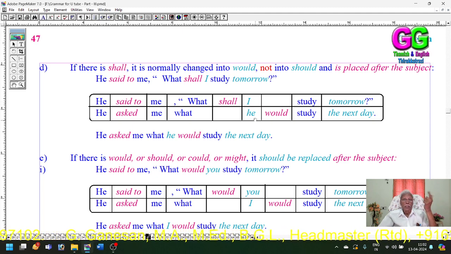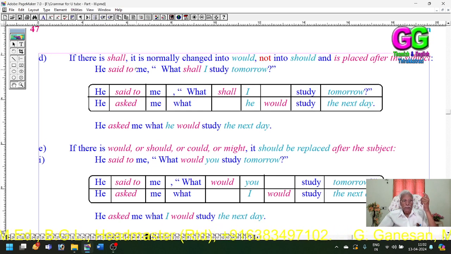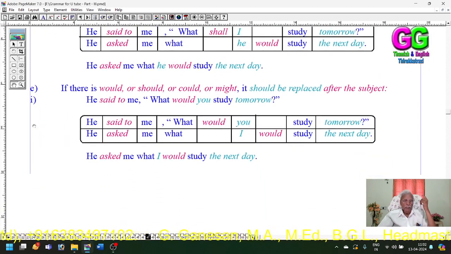I has been changed into he. Why? I is the first person, it refers to the speaker. The speaker is masculine gender. So, I has been changed into he. He said to me, what shall I do? What shall I study tomorrow? He asked me what he should study the next day.